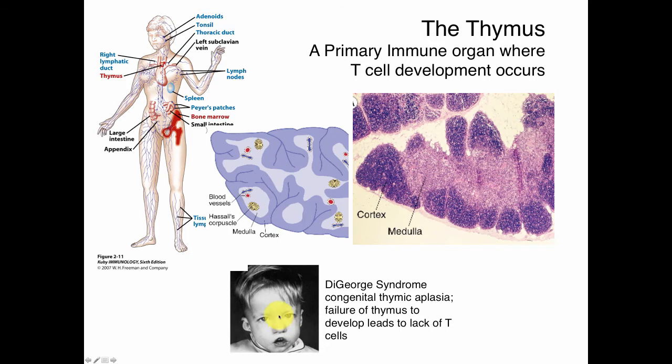And this is just a picture showing you that there's a relatively rare congenital disease called DiGeorge syndrome, where one of the congenital defects is associated with failure to develop thymic epithelial cells and thus failure to develop a thymus, which leads to a lack of T cell development.